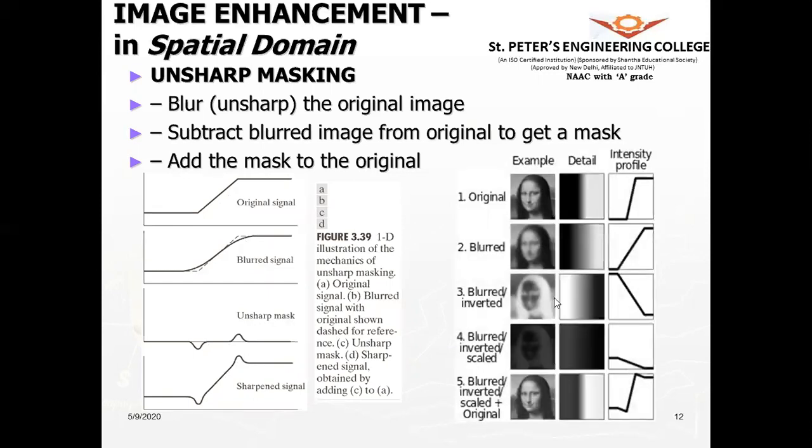So this is an example here. This is the original image and the blurred image, and blurred and inverted, because we need to find the subtraction. How we find it is by taking the negative. So you get the inverted image, blur the inverted image and add it to the original image. You get the unsharp image.